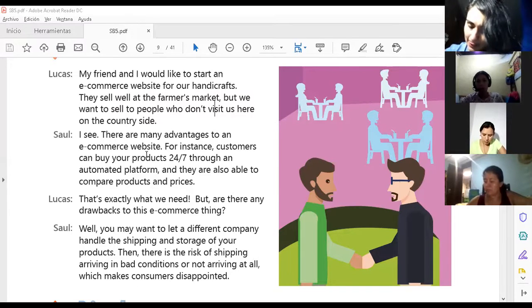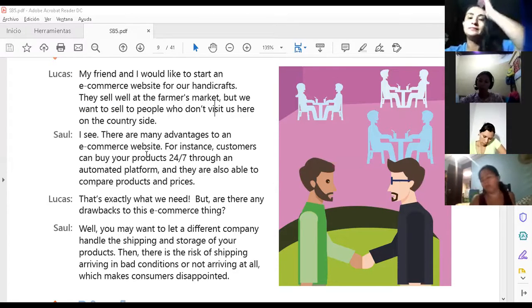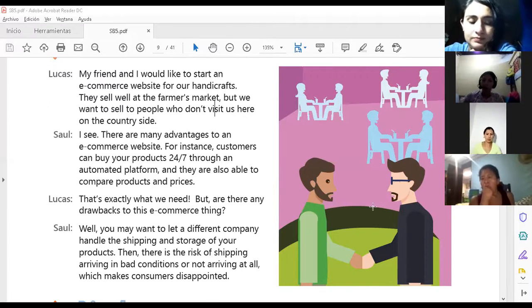Okay, storage, almacenamiento. So we have actually learned different things. We have learned handicraft, drawbacks, disappointed, shipping, storage. So we have learned different words from this. Ready to continue?